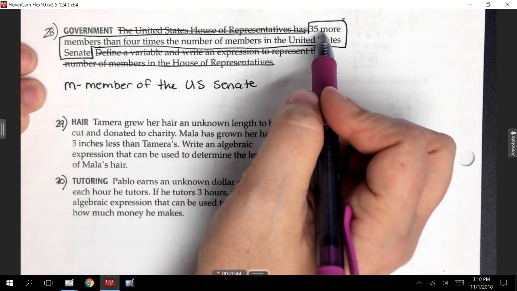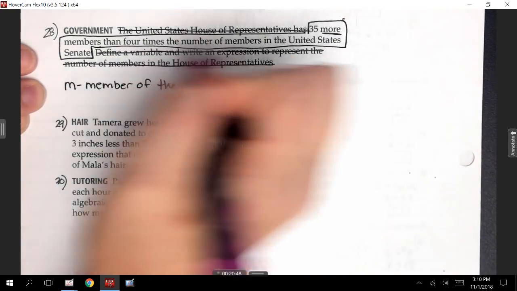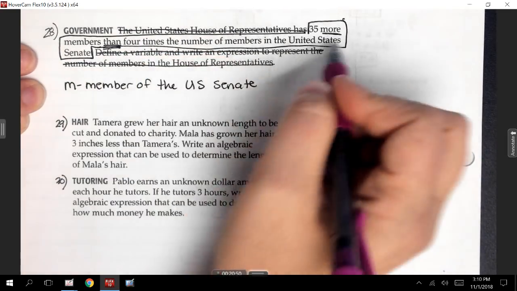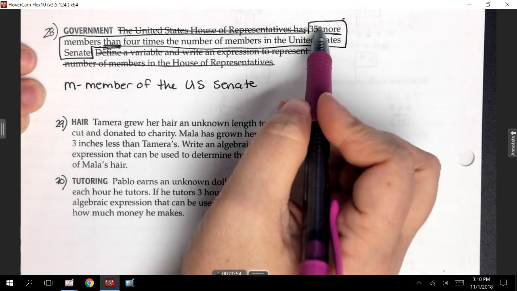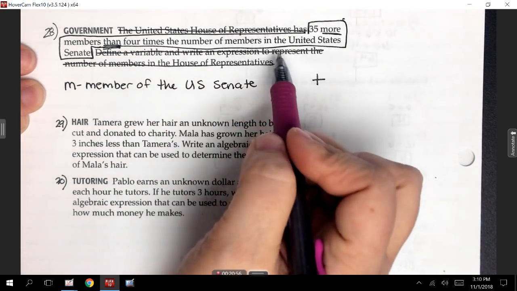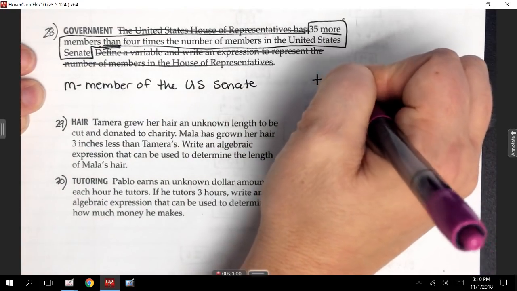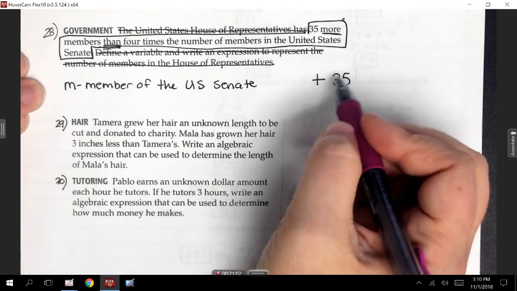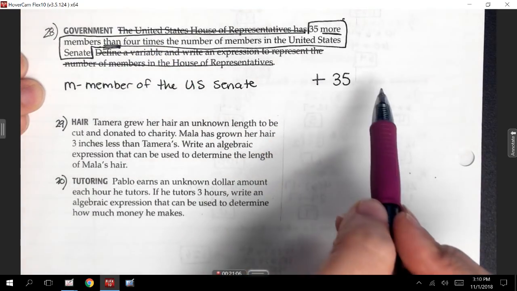So it says 35 more members than. So that means more than. So more than would mean addition. And remember, since I'm saying 35 more than whatever comes next, that 35 is going at the end because I'm adding it to something. So the than moved it to the end.